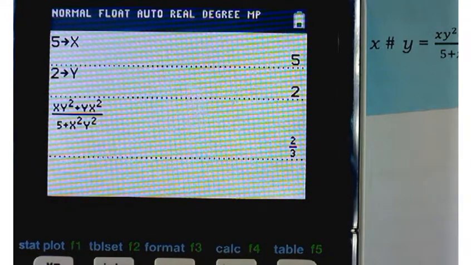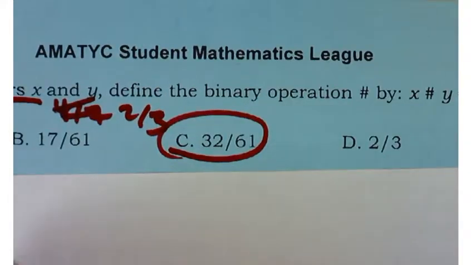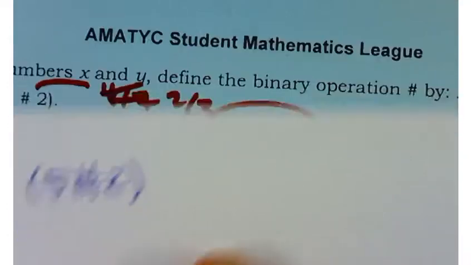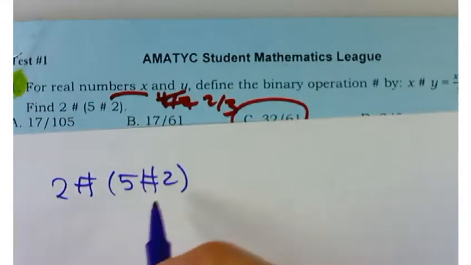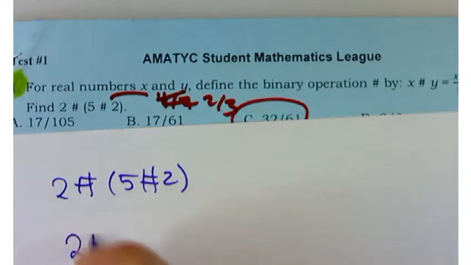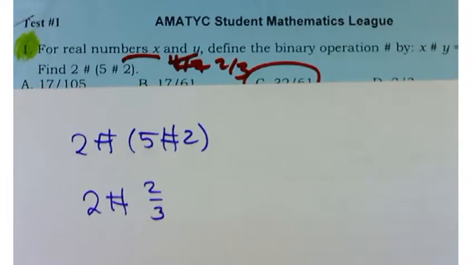If we press enter, then we get this. That's what was it? 5 hashtag 2. So we got the first part of it. We got 2 hashtag 5 hashtag 2, and 2 hashtag 5 hashtag 2 can be replaced with 2 hashtag 2/3. So we've already done all the hard work in this.